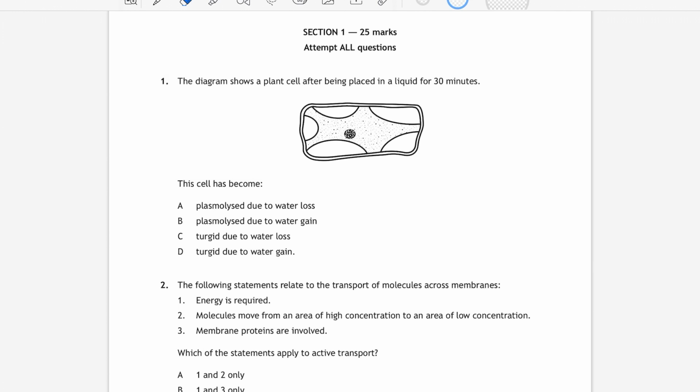So, question 1: a diagram shows a plant cell after being placed in a liquid for 30 minutes. Okay, so you've got the diagram of the cell there. The cell has become, and you'll be given options A, B, C or D. Again, feel free to pause this video and see how you get on.